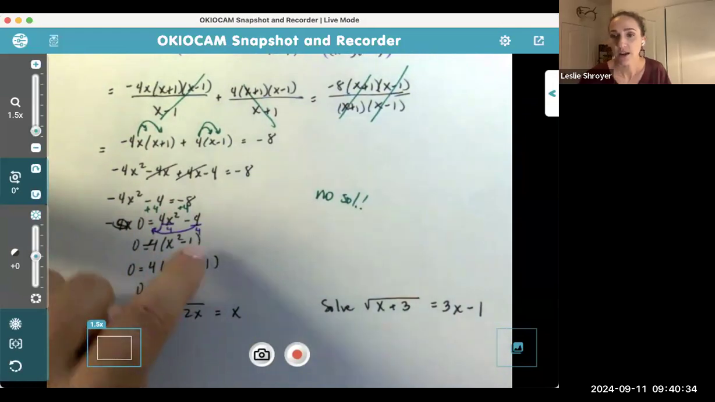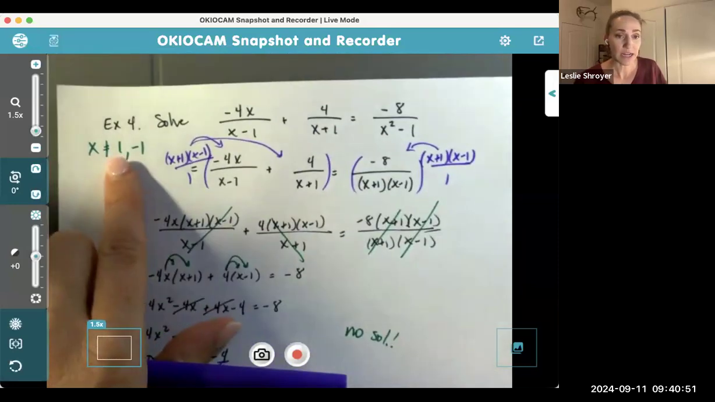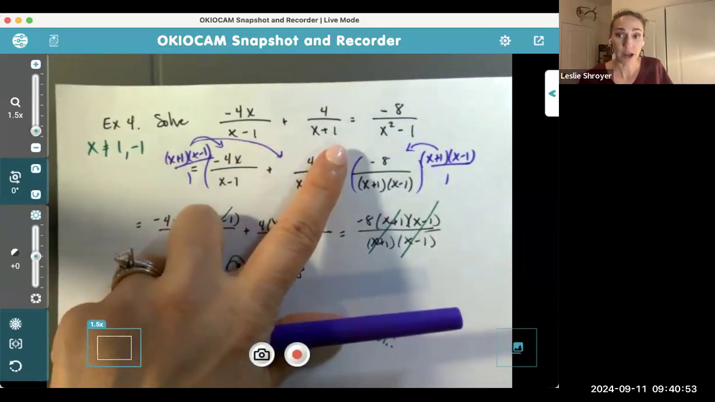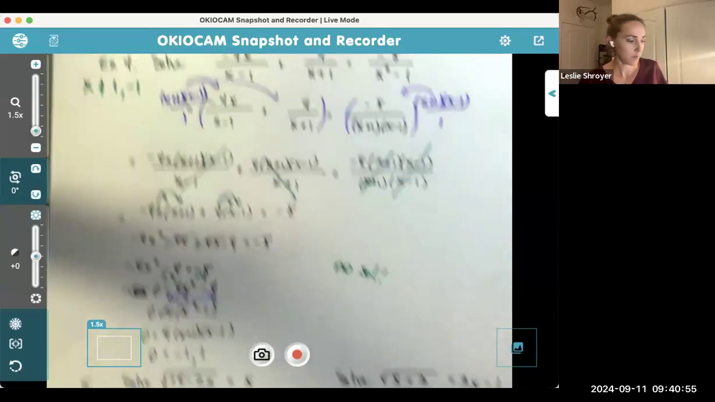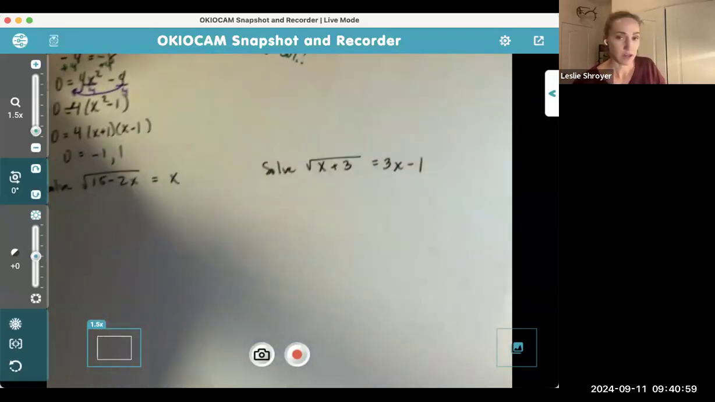Sorry, I'm checking the chat. Yes, so whenever the final answer is the same as the denominator, it is a no solution. Exactly. Whatever makes the denominator 0, we can't take that number. So in this case, we had 1 and -1. That would make our denominator 0, so we cannot take it. Very good. I love when light bulbs are happening. Amazing.